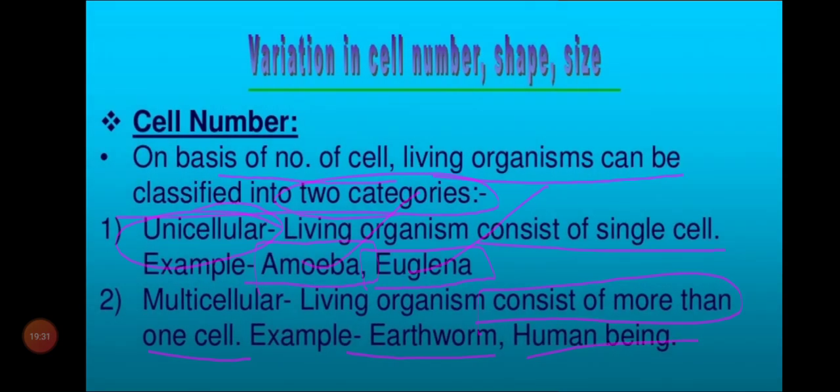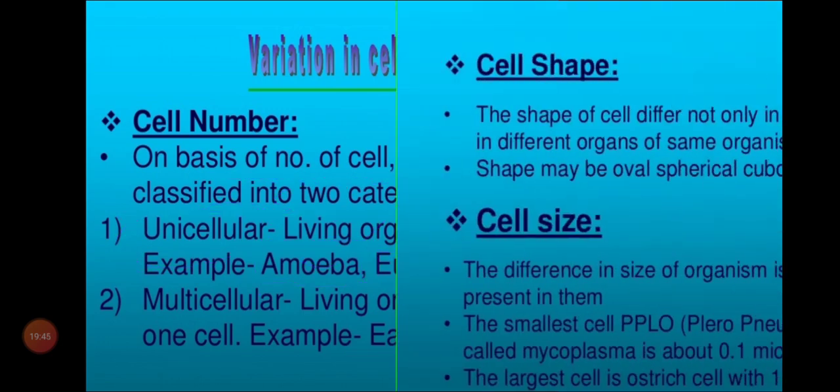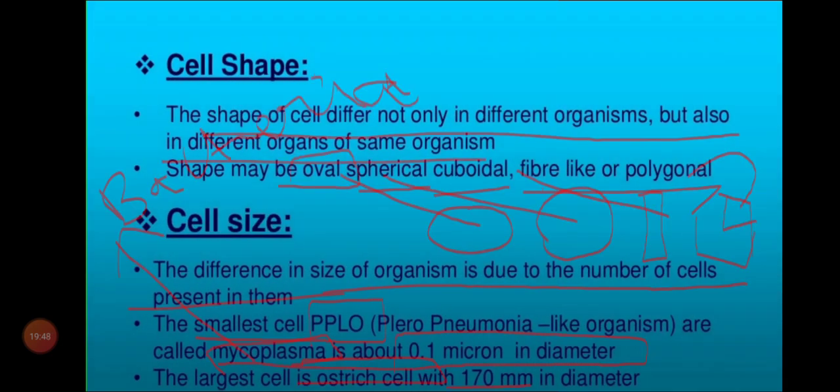And third, what are variations, alterations? Variation means alteration. Alterations or changes will be in the cell number, size and shape. And examples for unicellular and multicellular. And cell shape also will vary, for example, oval, spherical, cuboidal, fiber-like and polygonal shape. And cell size might be very small, example mycoplasma, that is a bacterium only, that is only 0.1 micron. And come to the largest, the ostrich cell, that is 170 millimeter. That is the very largest cell size.